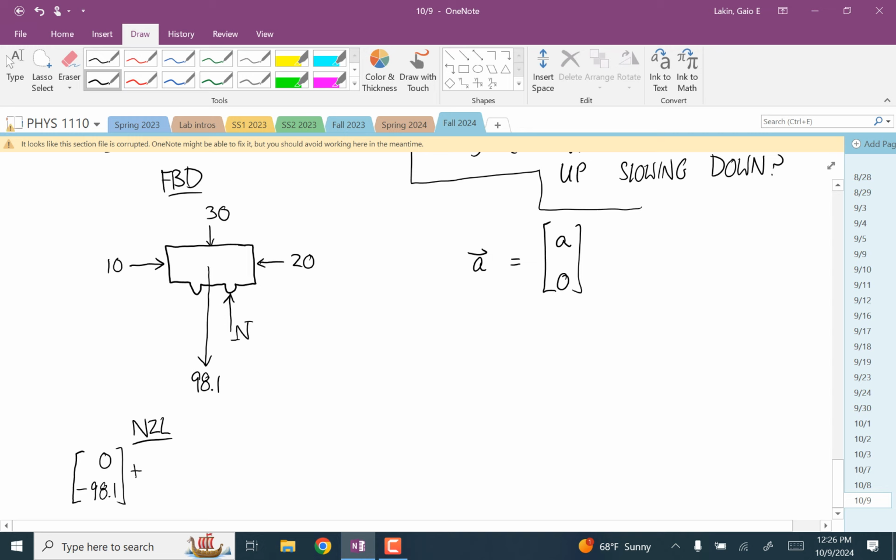That's in the positive y direction, so that's just going to be 0, positive n. The 20 is in the negative x direction, so that's going to be negative 20, 0.